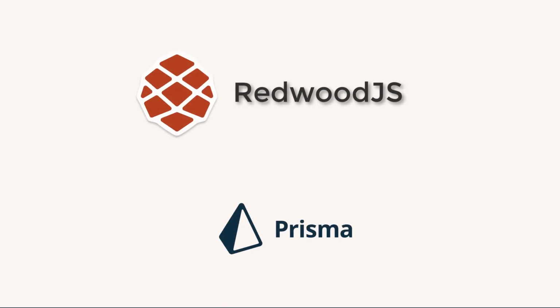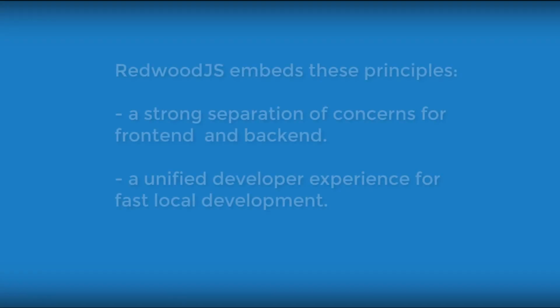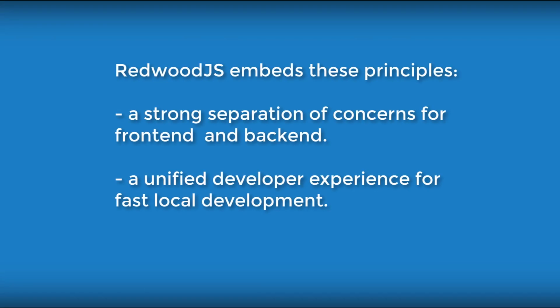and you're done. Redwood.js takes control of the data side of the app. You don't have to think about the database or your schema. It's trying to encompass all those aspects and then just giving you React. Redwood.js embeds these principles: a strong separation of concerns for frontend and backend. You get the suite of Jamstack and APIs and serverless functions that scale independently. You also get a unified developer experience for fast local development.